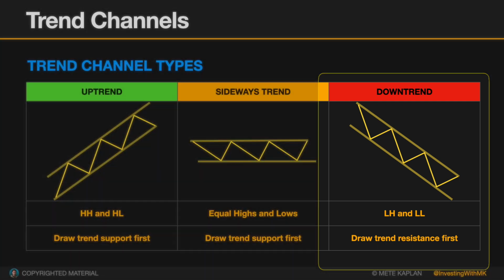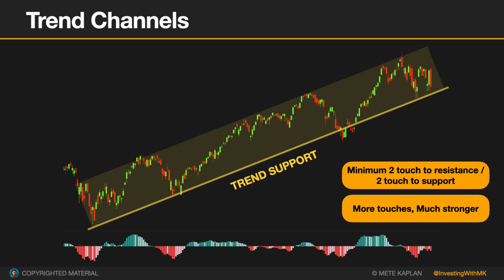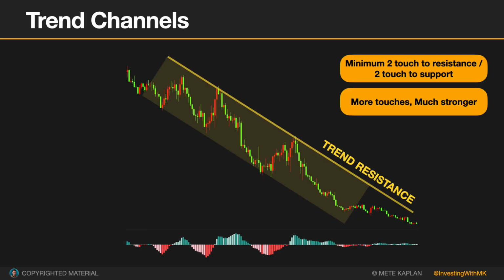However, not every swinging move confirms trend or trend channels. I'll teach you how to confirm a trend channel before entering a trade in a bit. One more thing. When you draw trend lines, you draw a trend support line first if you're checking for an uptrend or sideways trend. If you're checking for a downtrend, you should draw the trend resistance first.